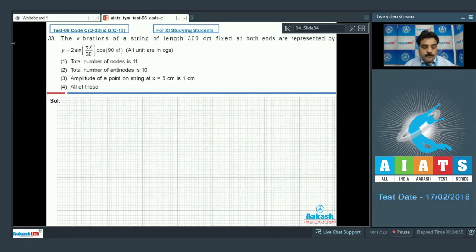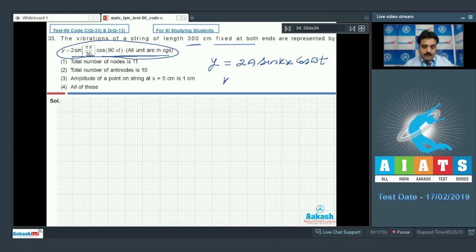We'll move to question number 33. In problem number 33, the vibration of a string of length 300 centimeter fixed at both ends is represented by this equation. All units are in CGS. We need to calculate the number of nodes and antinodes. If I write the general equation, that is 2a sine kx cos omega t, and compare with this equation, you can easily find the value of k. k means 2 pi upon lambda, which in this equation is pi upon 30. Pi will cancel, so lambda you will get 60 centimeter. The separation between a node and an antinode is lambda by 2, so that will be 30 centimeter.